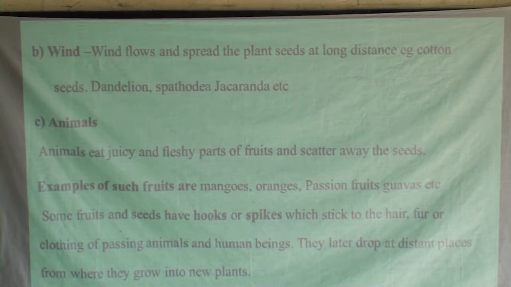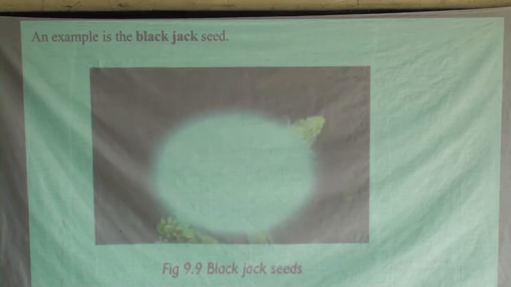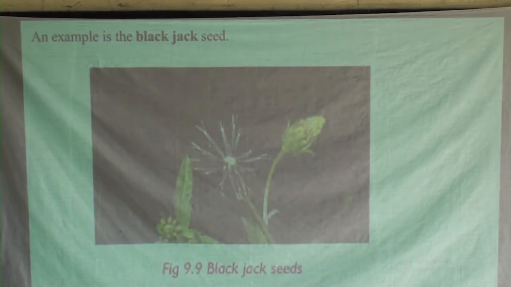Then some fruits and seeds have hooks or spikes which can stick on the hair of animals or on clothing as they pass by. For example, look at some plants, the blackjack. For the blackjack, once animals like cows and goats pass through the garden, the blackjack can easily stick on the body of the animals because they have hooks. Even human beings moving through the gardens can carry them.